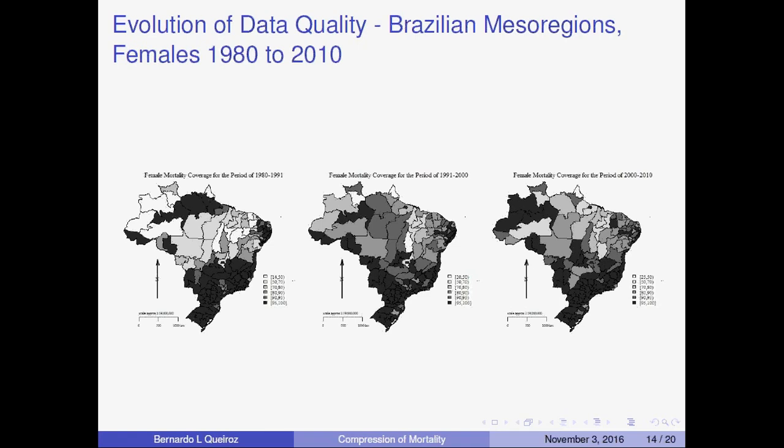And we do the same for females, and it's pretty much the same figure for the states and a similar figure for the males. The South and southern part of the country have much better coverage than the northern part, but there are signs of improvement throughout the country over this period of analysis.